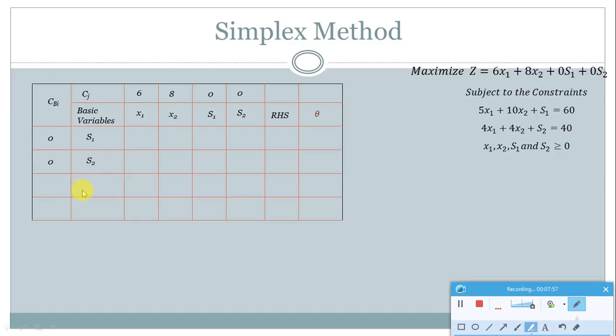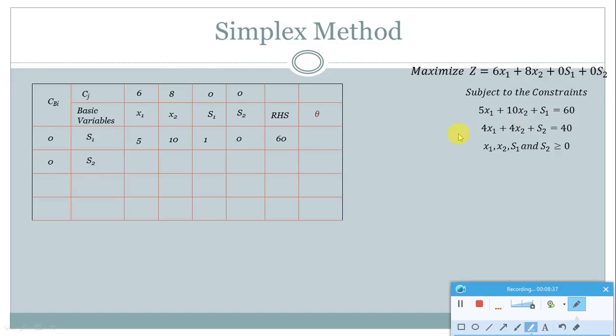In these rows, the coefficients of decision and slack variables with the help of these constraints are written. In these rows, the coefficients of decision and slack variables of the first constraint are written. So in the first constraint, the coefficient of x1 is 5, so this is written here. The coefficient of x2 is 10, this is represented here. The coefficient of s1 is 1, and the coefficient of s2 is 0. RHS of the constraint 1 is 60.